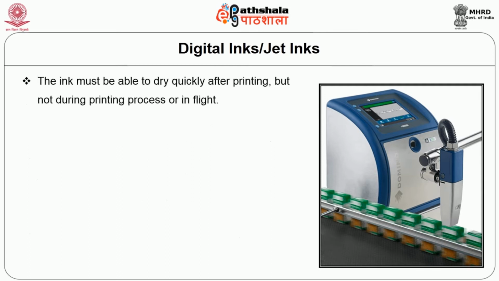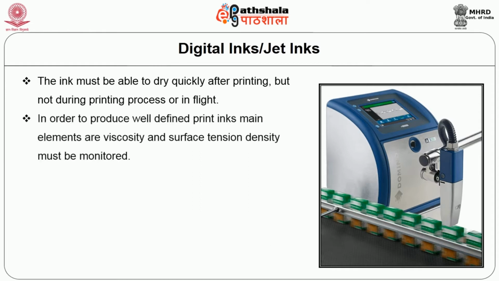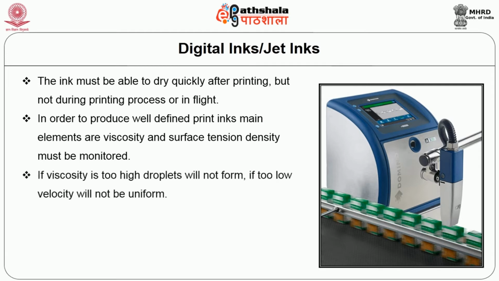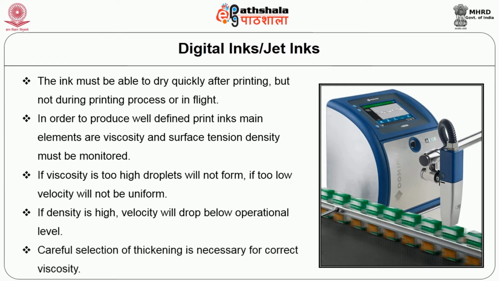The ink must be able to dry quickly after printing, but not during the printing process or while in flight. In order to produce well-defined prints, main elements are viscosity and surface tension. Density must also be monitored. If viscosity is too high, droplets will not form. If too low, then the velocity will not be uniform. If density is high, velocity will drop below operational level. Careful selection of thickener is necessary for correct viscosity.